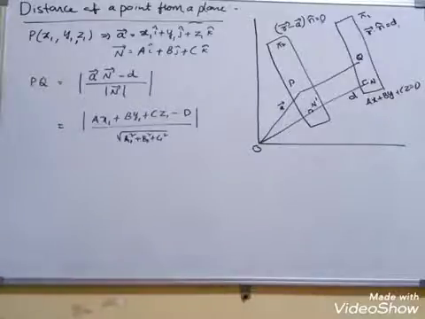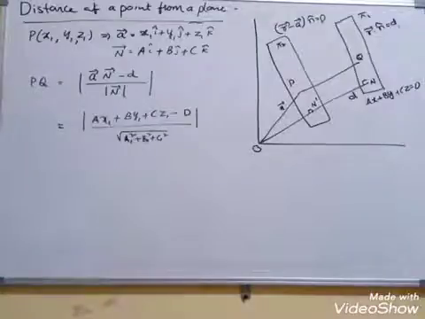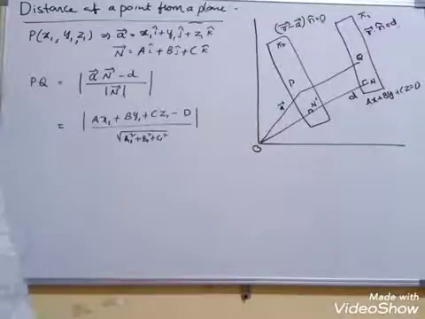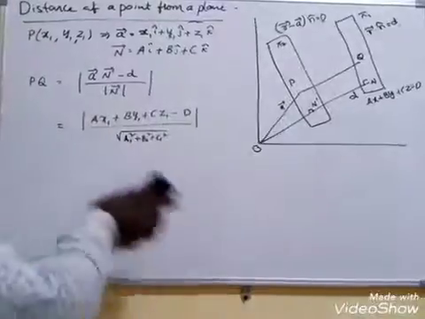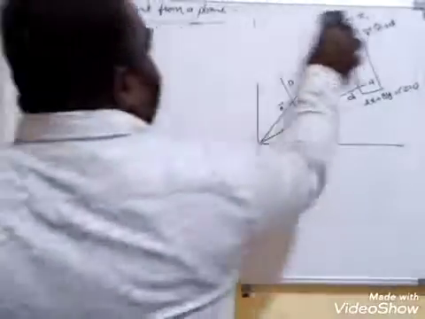Now PQ is equal to what? Just now we have derived a bar dot n bar minus d, here d is capital D, by modulus of n bar. If you substitute and take the dot product, what you are going to get? a x1 plus b y1 plus c z1 minus d by root of a square plus b square plus c square. This is the distance of a point from a plane in the Cartesian form. Okay, now we have to observe one example.